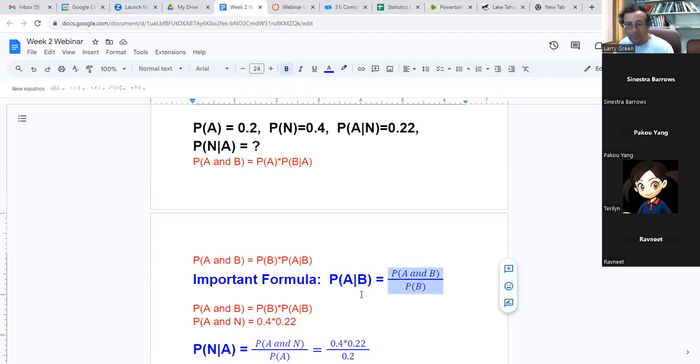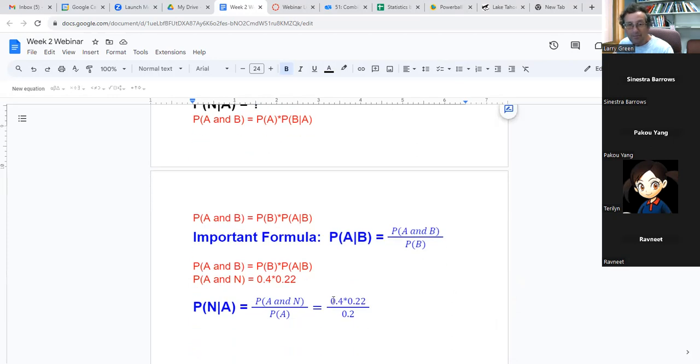Now I can use this formula and say the probability of N given A is equal to the probability of A and N divided by, notice this formula says whatever's the second one goes in the denominator, so the second one's an A, divided by the probability of A. Probability of A was 0.2. So that is going to be 0.4 times 0.22 divided by 0.2.